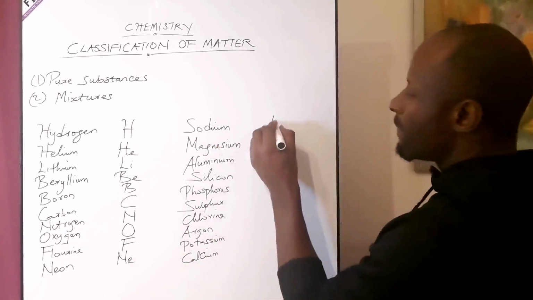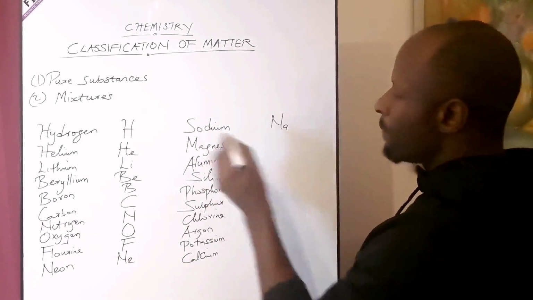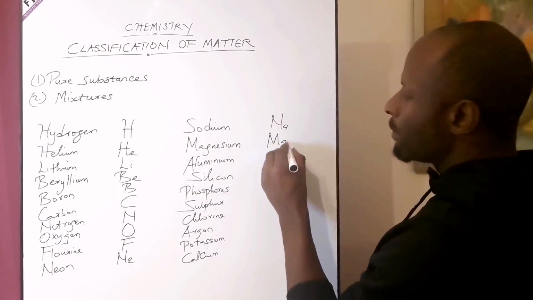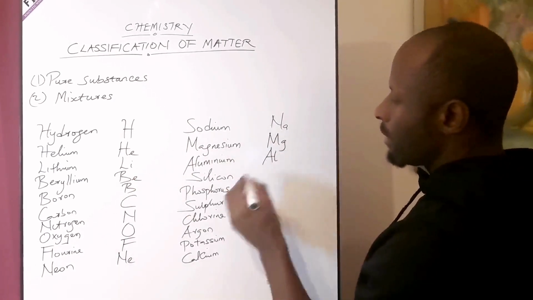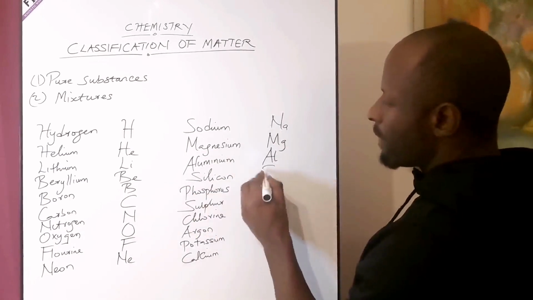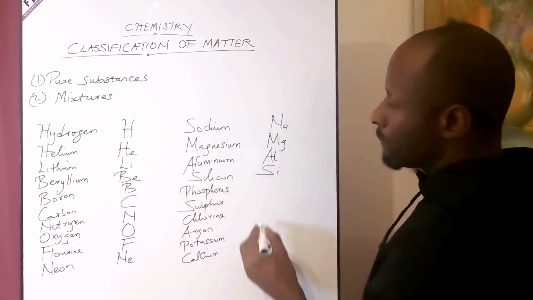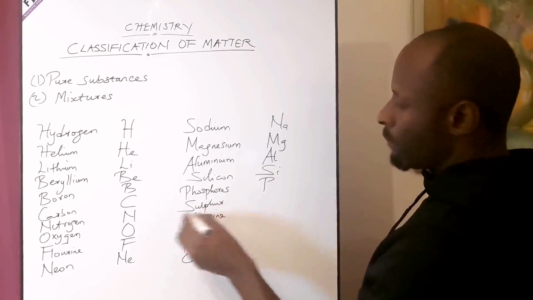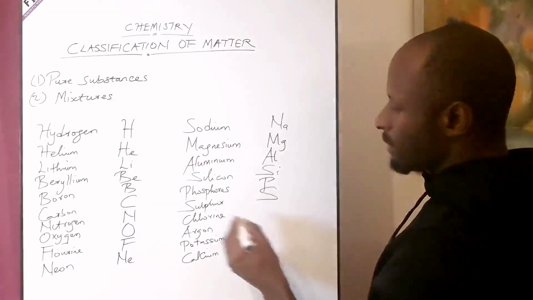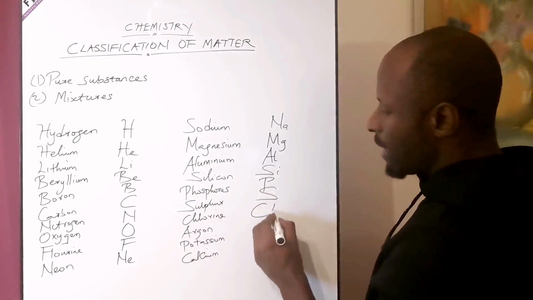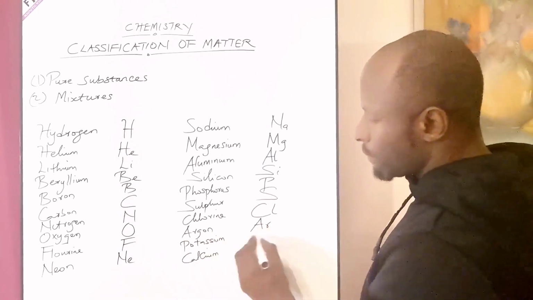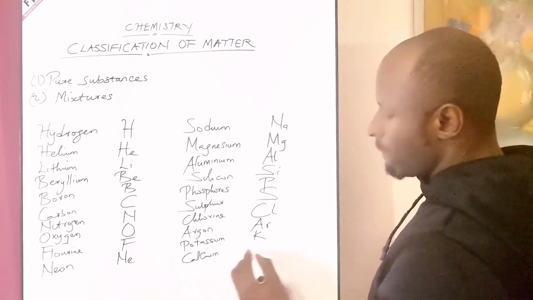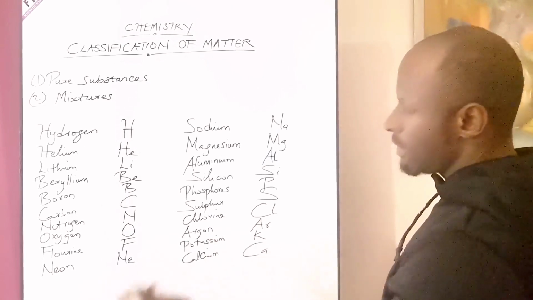For sodium, we have Na. For magnesium, Mg. For aluminium, Al. For silicon, Si. For phosphorus, just P. For sulfur, S. For chlorine, Cl. For argon, Ar. For potassium, K. And for calcium, Ca.